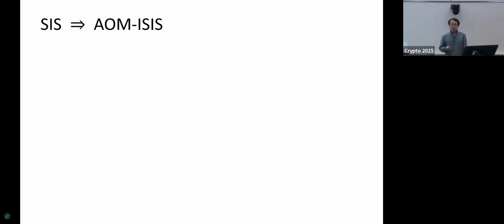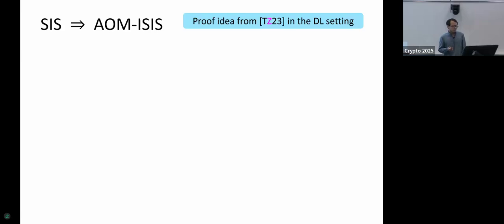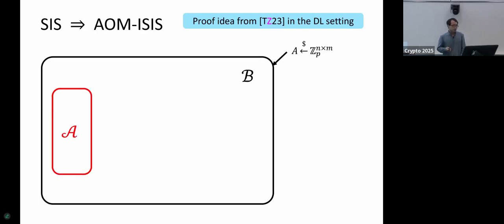Now I'll explain the reduction from the SIS to the one-more problem. The reduction idea is actually from our prior work, but in the discrete log setting, where we show some one-more type assumption is also implied by the discrete log assumption. The reduction is actually quite simple. Let's consider an adversary B for the SIS problem and an adversary A for the one-more problem. For simplicity, let's assume that A always wins.